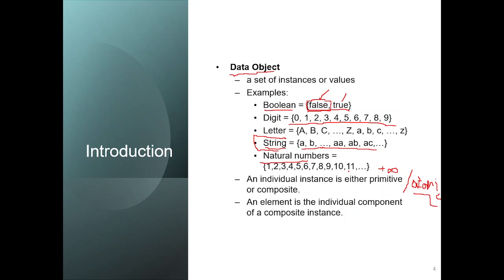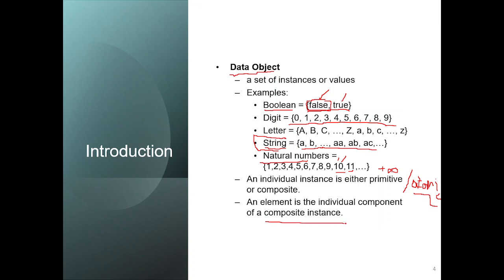This is composite, 11. It has two digits, 1 and 1. This is also composite, 10. It has two digits as well. And these two digits have different significance. These are ones and this is a 10. So they have different significance. So an element is the individual component of a composite instance.